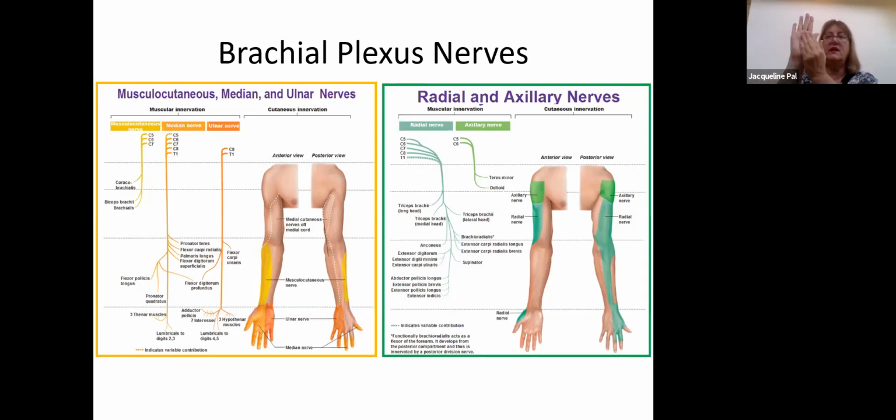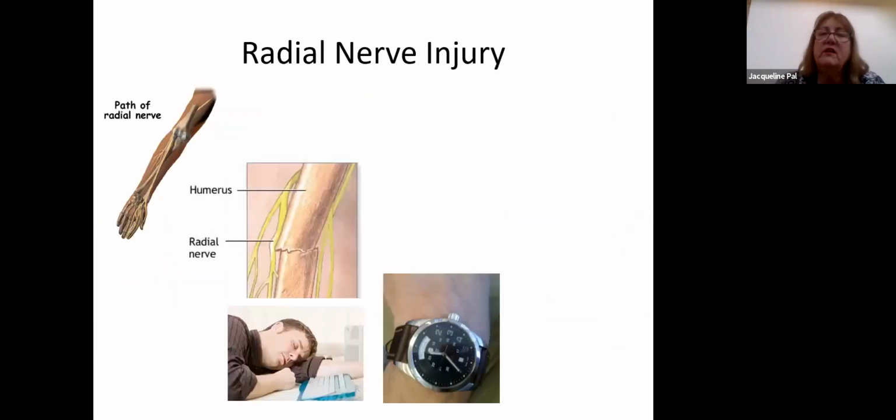Okay, so median, ulnar, radial. So ulnar gets everything on the ulnar side. Median gets everything anterior in the hand, and radial gets everything posterior in the hand, as well as everything posterior up there. All right. So why are we learning these nerves?